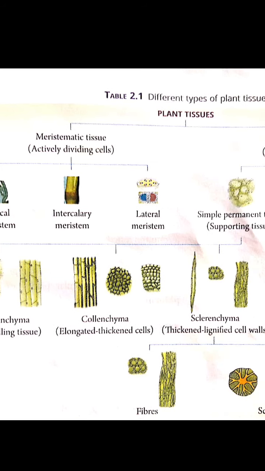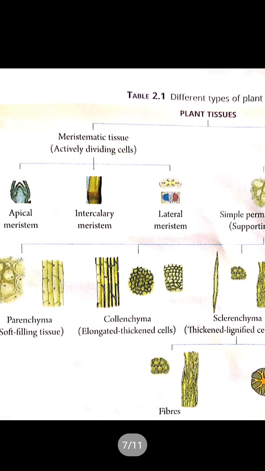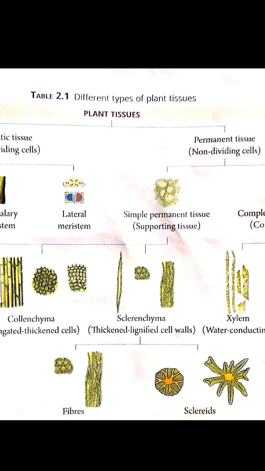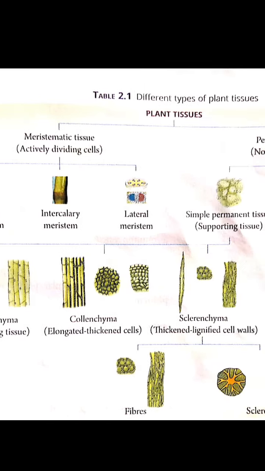First, plant tissue. They are divided into two types. What I have told you: meristematic tissue, actively dividing cells, and permanent tissue, non-dividing cells. Again, the meristematic tissue divides on the basis of their position: apical, intercalary or lateral. I have told you all the things about the apical, lateral and intercalary meristematic tissue.